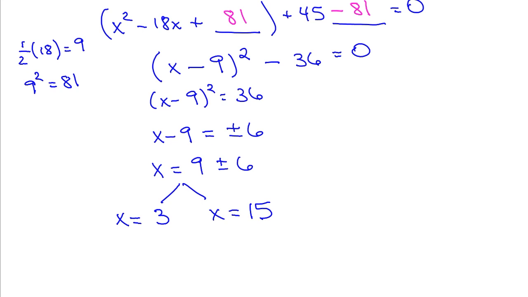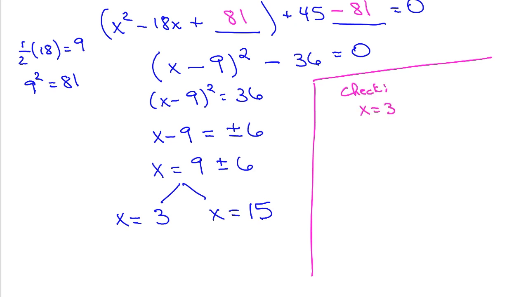Again, we need to do the check. So first I will check x equals 3. And what I'm checking here is to make sure I can actually form this triangle. One of the sides of the triangle, in particular the short leg, was x minus 6. So x minus 6 would be 3 minus 6, which is equal to negative 3. And of course that doesn't make any sense. We can't have a side of a triangle be a negative number. So we have to discard x equals 3.